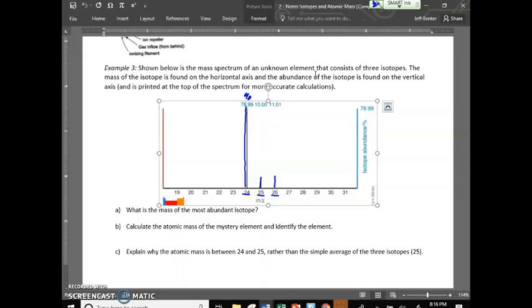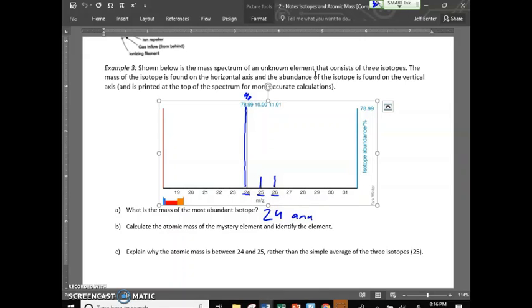Right? So let's answer a couple questions about this mystery element then. The mass of the most abundant isotope, well, that's the one with the biggest peak or biggest line there, so that would be 24. And again, the unit is AMUs here. Find the atomic mass of the mystery element. Okay, we know how to do that.